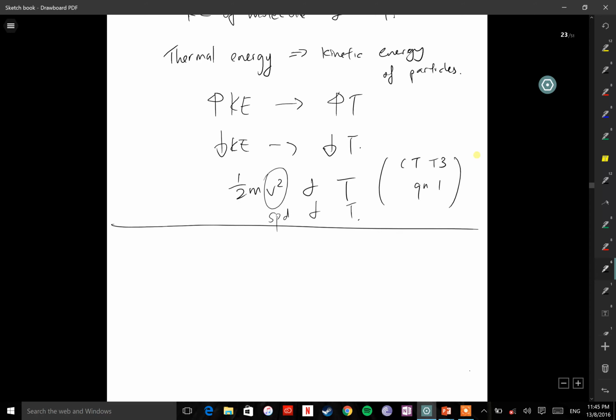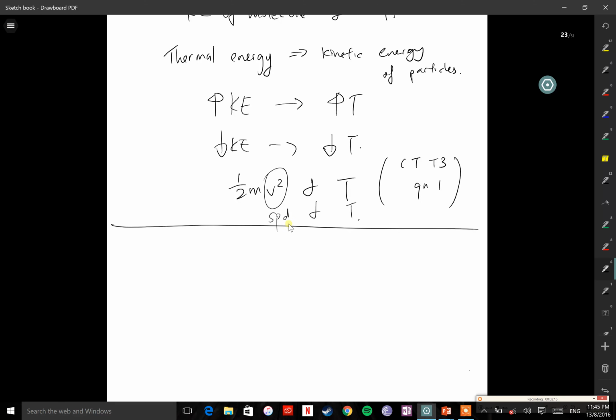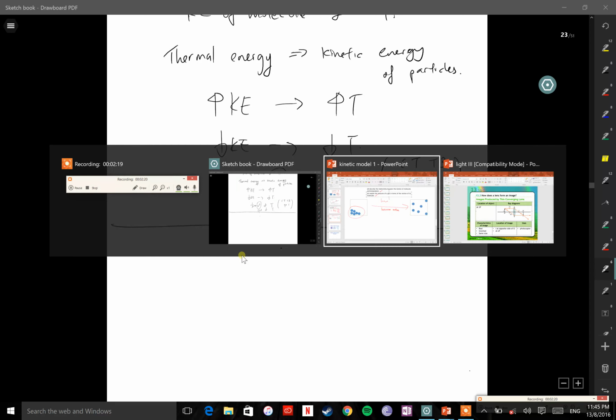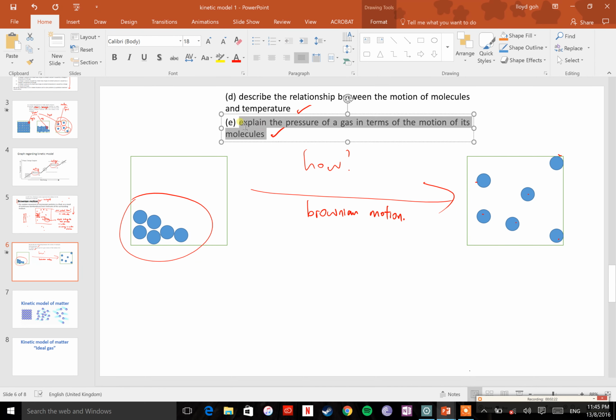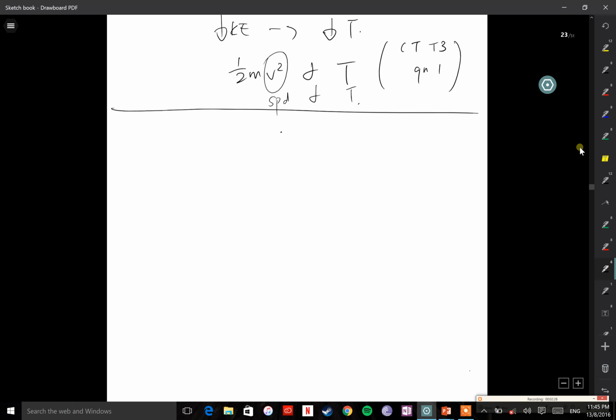Now I'm going to go back to the slide and look at this objective: explain the pressure of a gas in terms of the motion of its molecules. So if you were to consider something, let's look at this box here. There's a molecule here, and the molecule is going towards the wall.